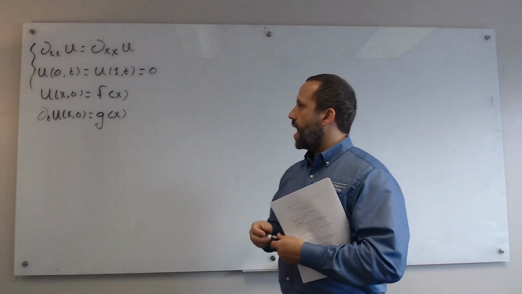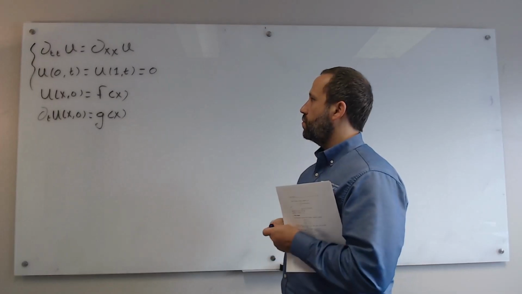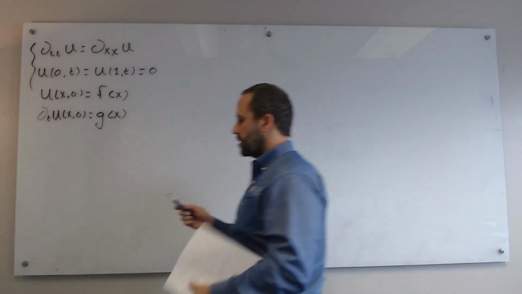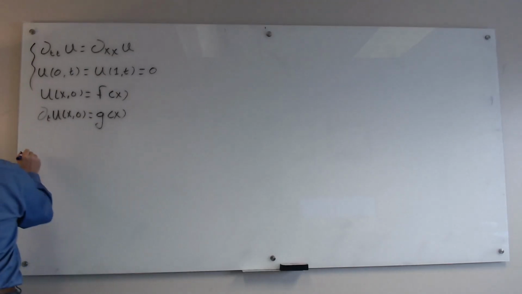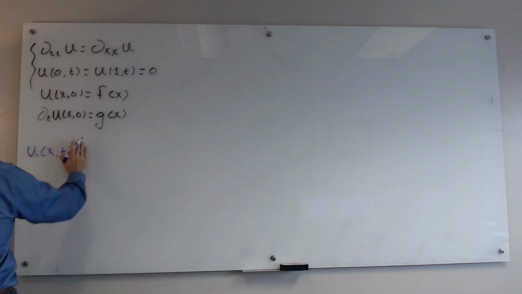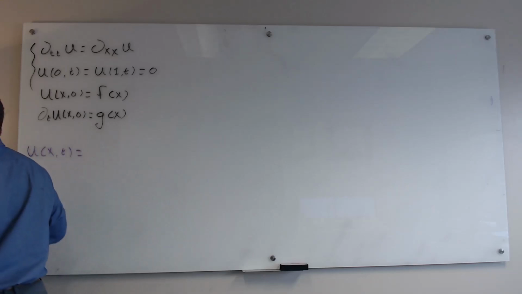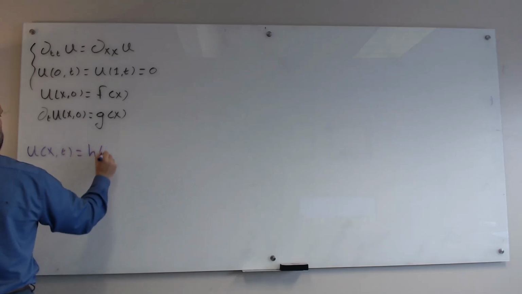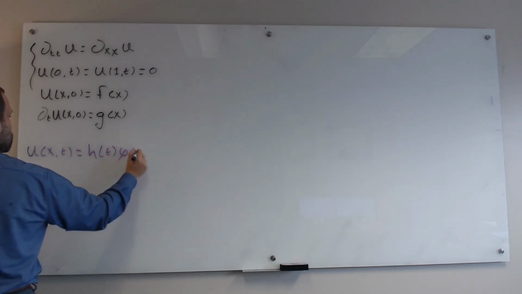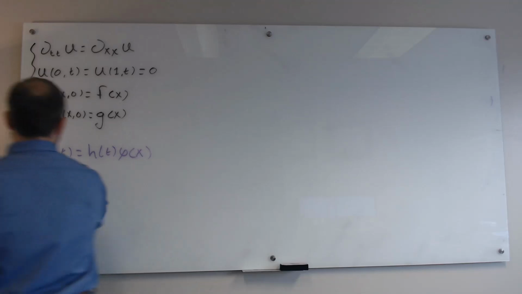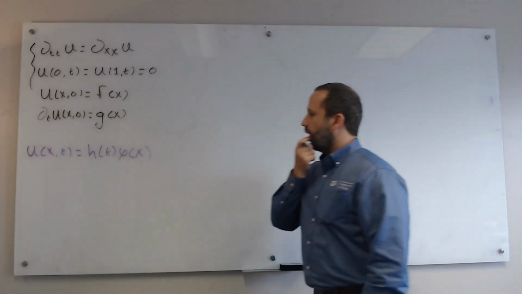And just as we have been doing, we are going to look for solutions of the form u of x,t is equal to h of t times phi of x. Sorry, my sister just came by.